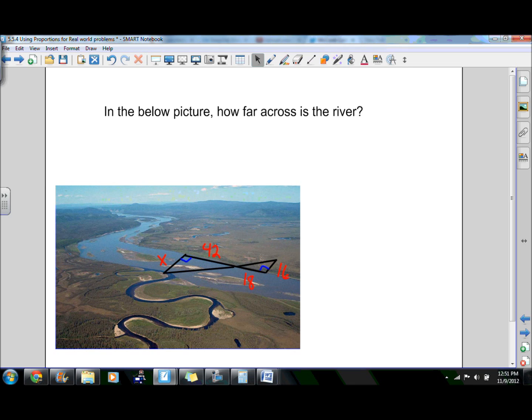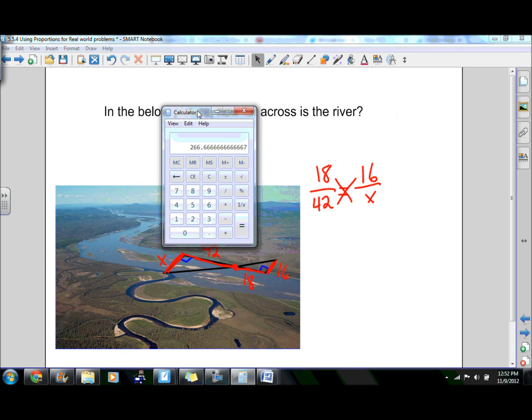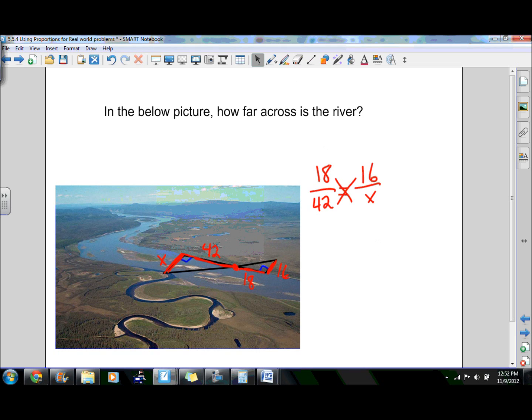Alrighty, this gets a little bit harder when we start seeing problems, but if this is our center point here, that means that this base should match up with this base, and this length here should match up with this length. So I did 18 over 42 is equal to, because this comes from this triangle, goes on top here, 16 over x. And now I do the cross like I did before. So I got 42 times 16, and then I divided by 18. So I got 37.33 on my x's here.